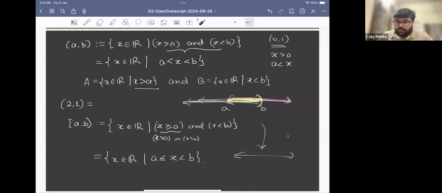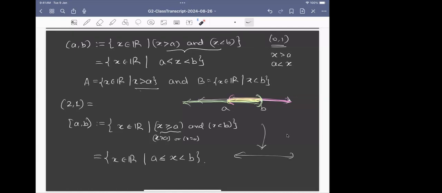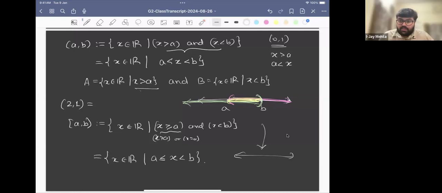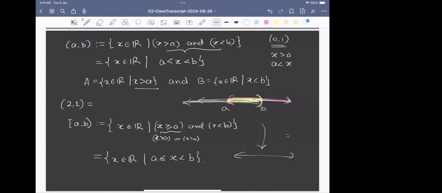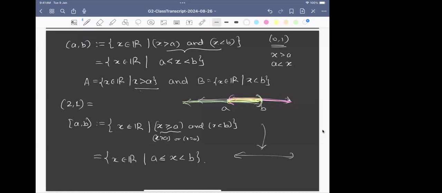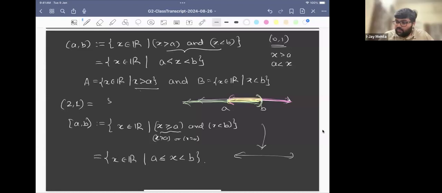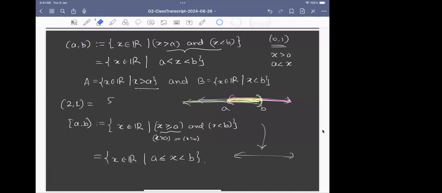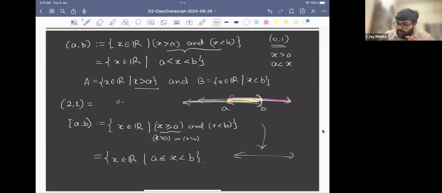Vishal? Yes, sir. The elements which are greater than 2 and less than 1. So what is that set? That's correct. Greater than 2 and less than 1. Can you give an element? 5, I think 5 will be there. So, greater than 2 and less than 1? Oh, sorry, sir. 0.5. Greater than 2? Oh, sorry, sir.